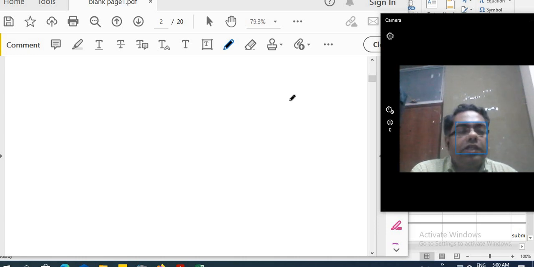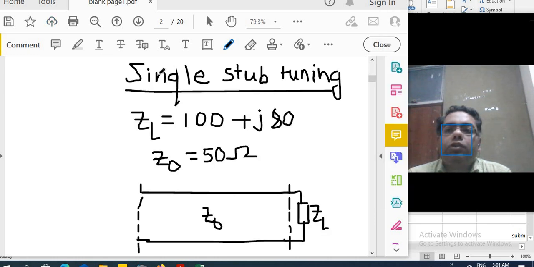So let us take an example to understand the concept of single stub tuning. Let us consider a transmission line whose characteristic impedance is Z0, terminated by load impedance ZL, and the value of ZL is given, say 100 plus j80 ohm, and the characteristic impedance of the line is 50 ohm. So obviously this is an example of mismatch because ZL is not equal to Z0.